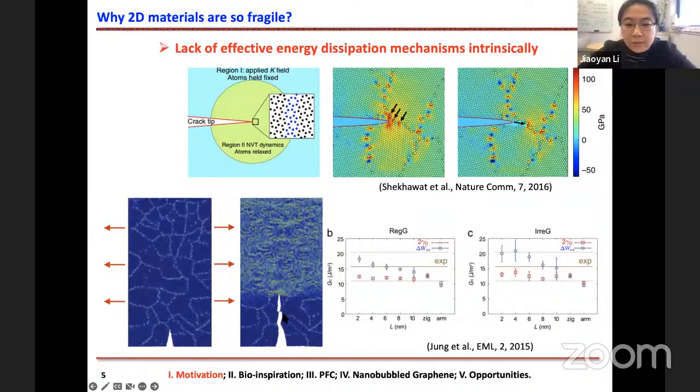in fact, we don't see any newly generated dislocation, new pair of dislocations, or new grain boundary. And with that, we can say that dislocations in 2D materials are neither regenerative nor mobile. And that is the main reason why 2D materials are so fragile. It's mainly because of the intrinsic lack of an energy dissipation mechanism, and therefore the material is very, very brittle.